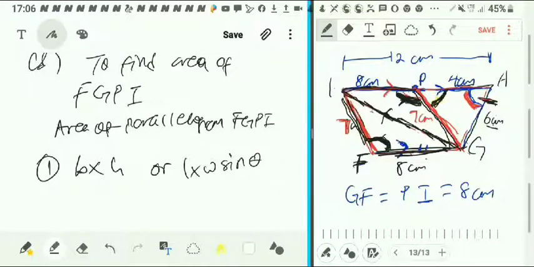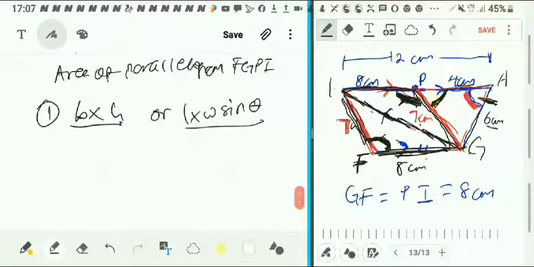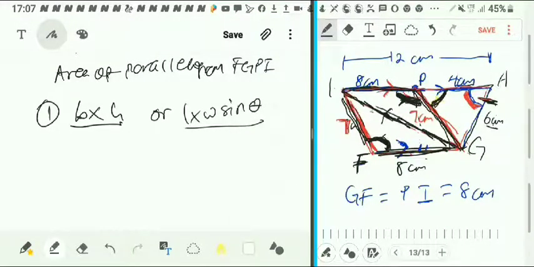times sine theta. You use base times height if the height is given and the base is given. You use this one if the height is not given, but they gave you the sides. In this case now, no height is given, but sides were given. So we're going to be using the sides and a corresponding angle.